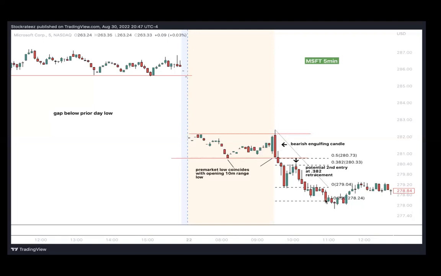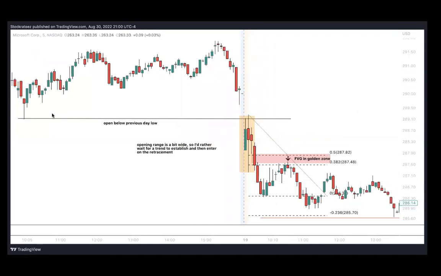And then what do we do then? Then we aim for the negative 0.236. So that was an amazing trade we took. Very simple, very easy. So you don't have to necessarily get scared when it retraces. You could actually be looking to add to your positions.